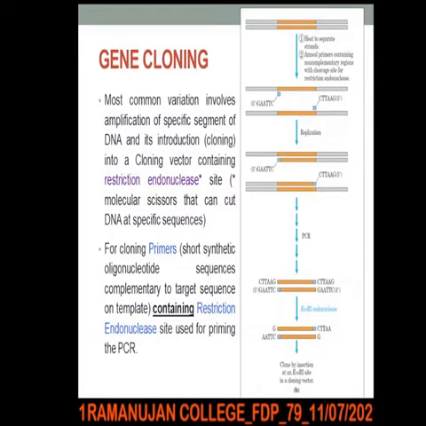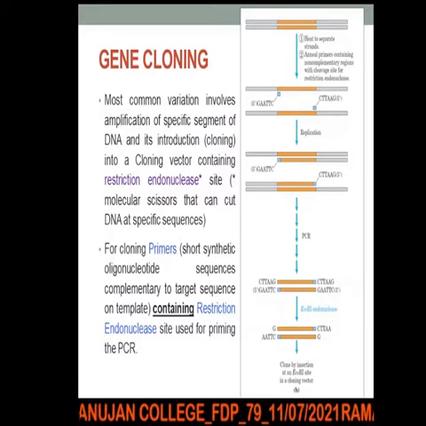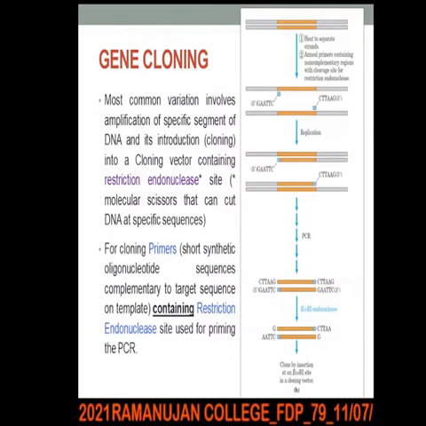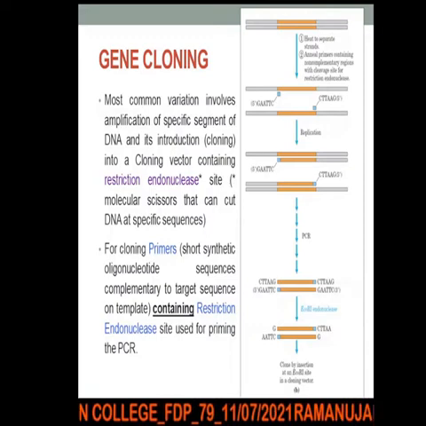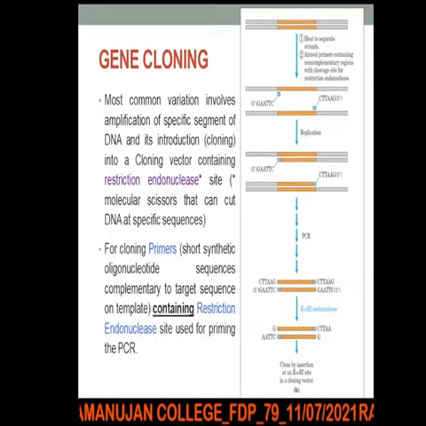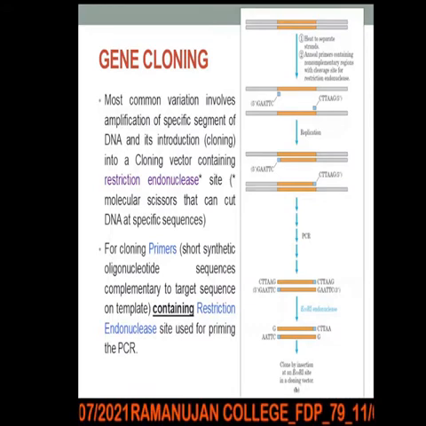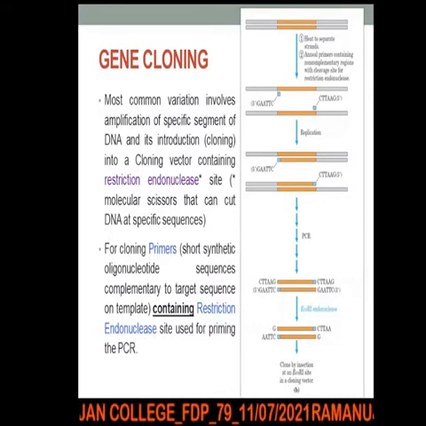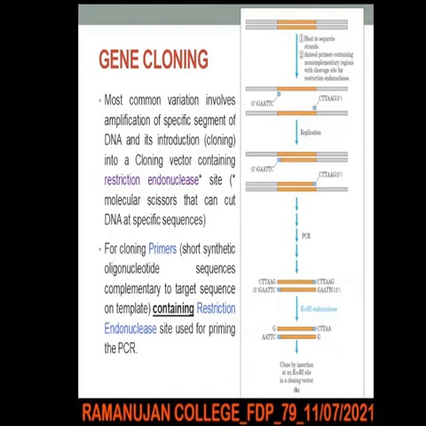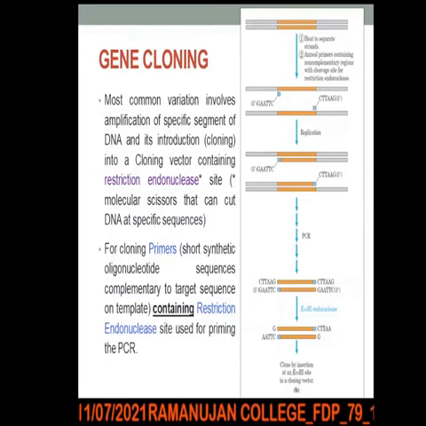So in gene cloning, what we are usually trying to do is clone or amplify a DNA segment from any source and put it in a vector, which is usually referred to as a cloning vector. The most common variation for gene cloning involves amplification of a specific segment of DNA and its introduction, which is usually referred to as cloning, into a cloning vector that contains restriction endonuclease sites.